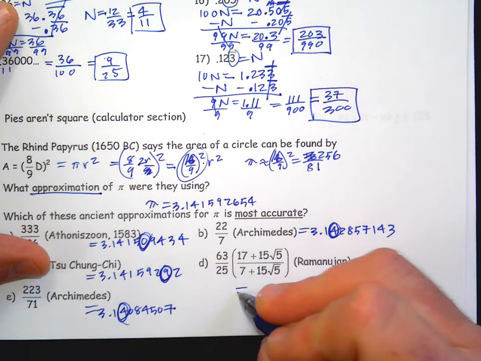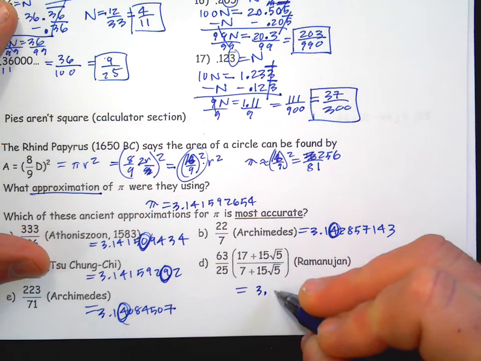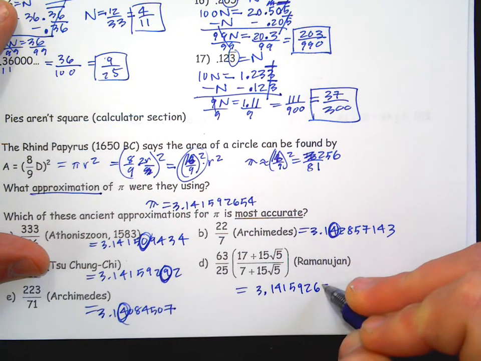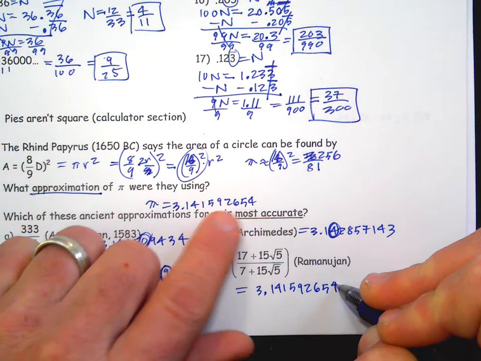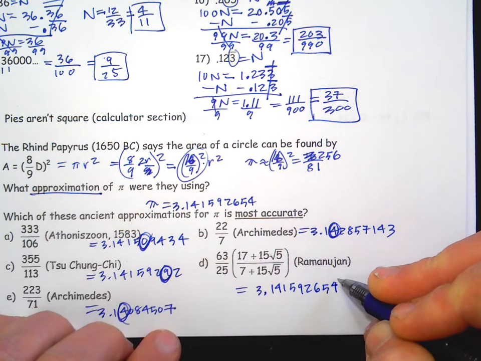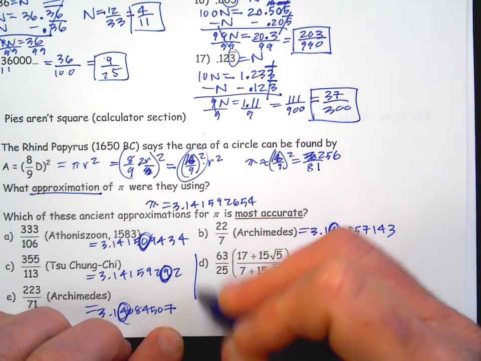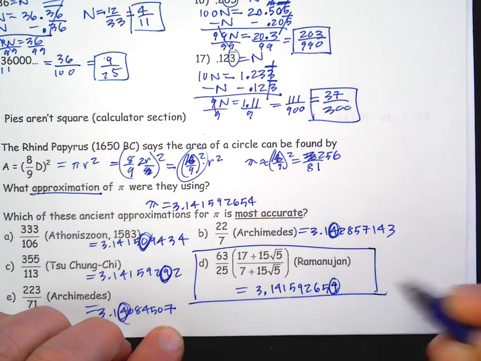So what this one should come out to, I believe, is 3.141592654. That one's accurate all the way to, looks like 4 compared to our pi. So this one is the best. I don't know, I typed it in my calculator wrong.